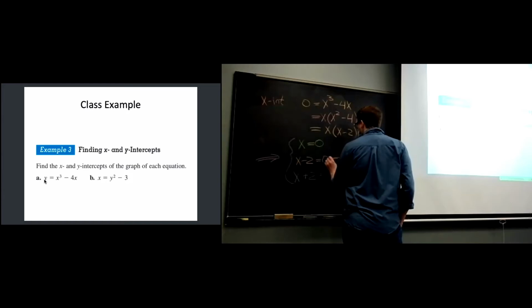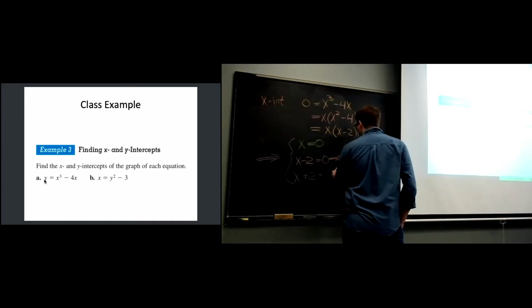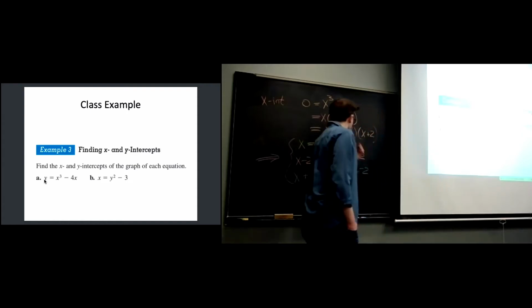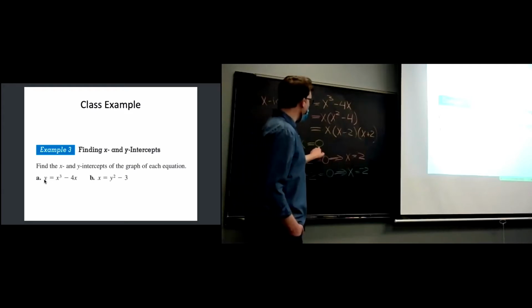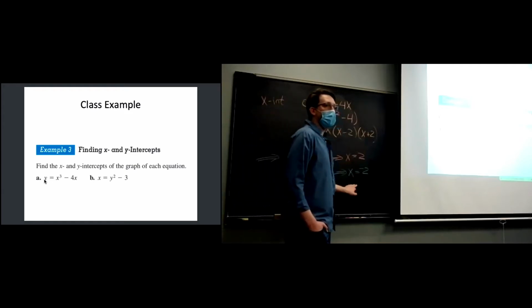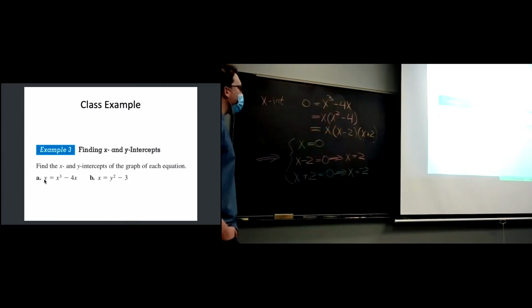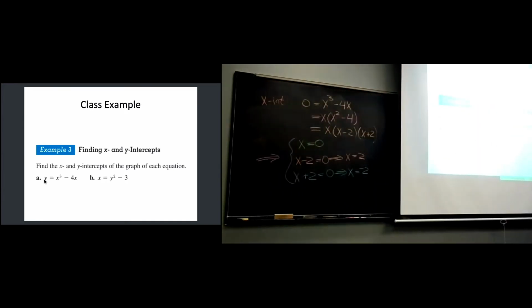When we do that, in this second case, we get x is equal to 2. And in this third case, we get x is equal to negative 2. So our x-intercepts are going to occur at x equal to 0 and at x equal to plus or minus 2, right? And we saw that our y-intercept is going to occur when x is equal to 0. So let's check these out really quick.